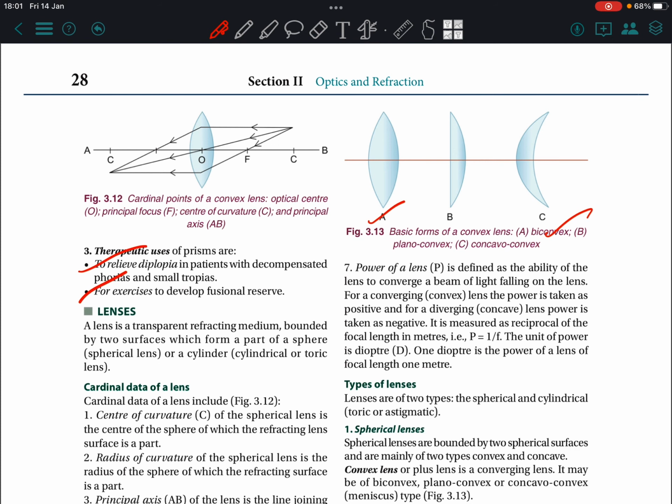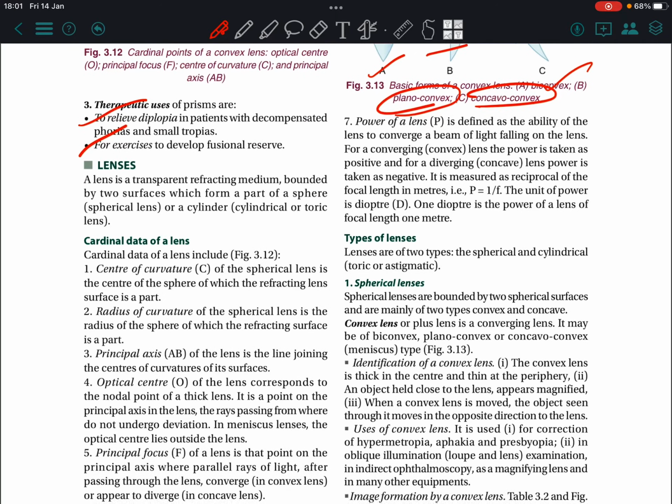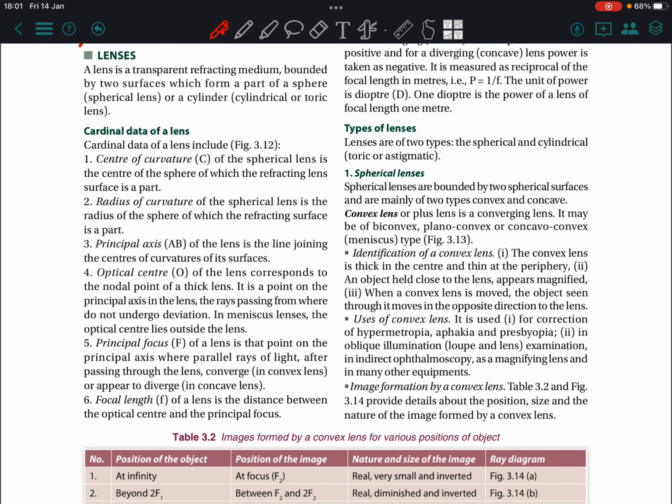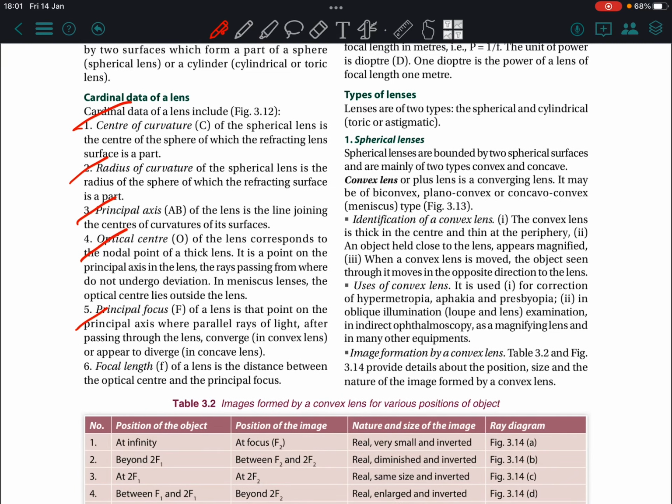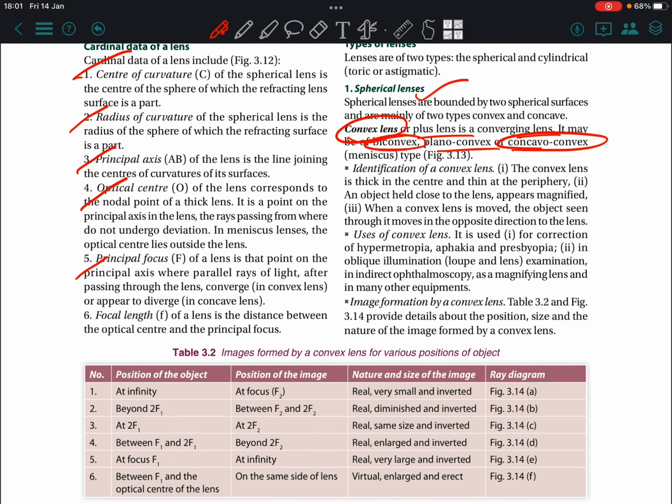Biconvex lens, plano convex lens, and concavo convex lens. This is the cardinal data of a lens, similar to a mirror. Types of lenses: spherical lens. A convex lens, or plus lens, is a converging lens. It may be biconvex, plano convex, or concavo convex.